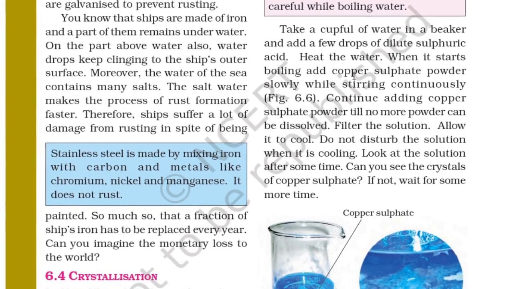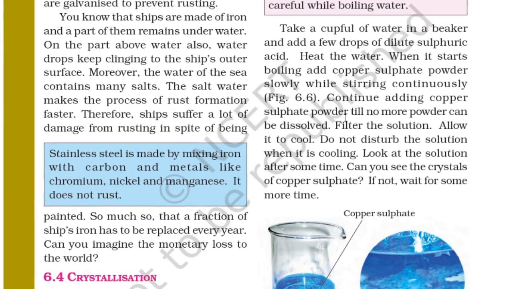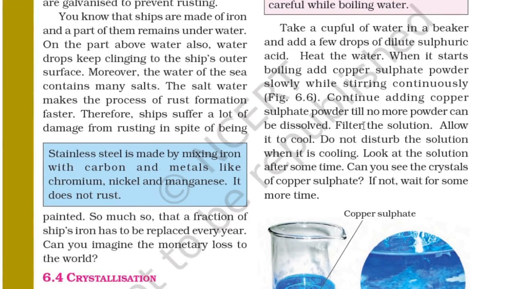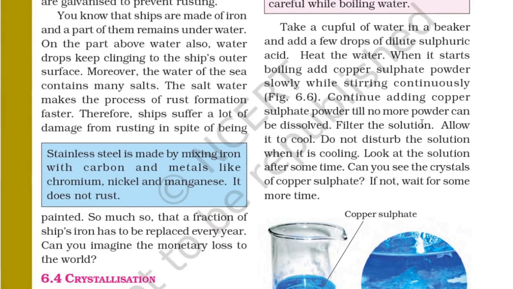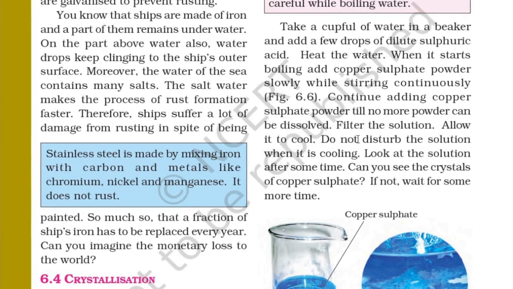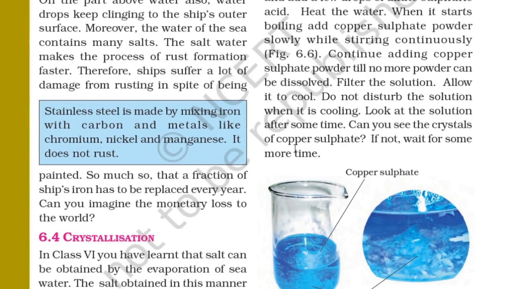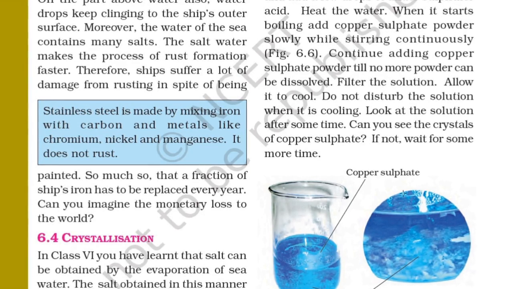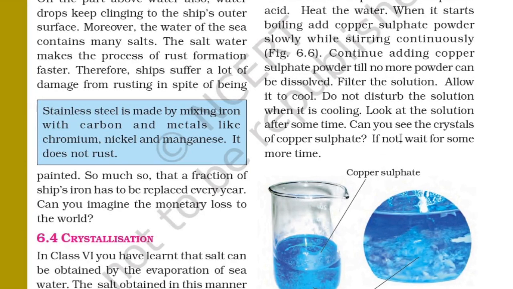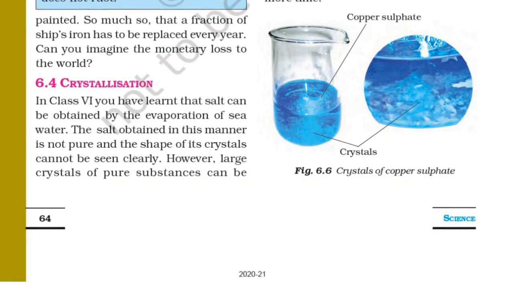In figure 6.6 it is shown. Continue adding copper sulfate powder till no more powder can be dissolved. Filter the solution, allow it to cool. Do not disturb the solution when it is cooling. Look at the solution after some time. Can you see the crystals of copper sulfate? If not, wait for some time more. Here is the copper sulfate solution, and here are the crystals that are formed during the process.